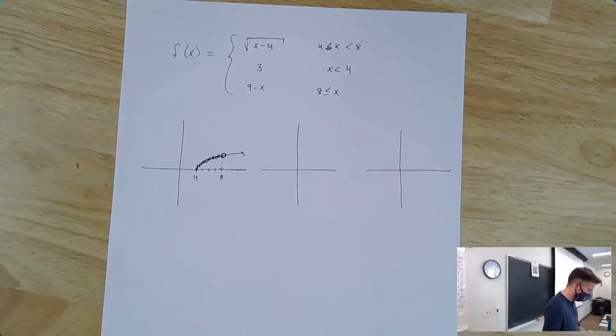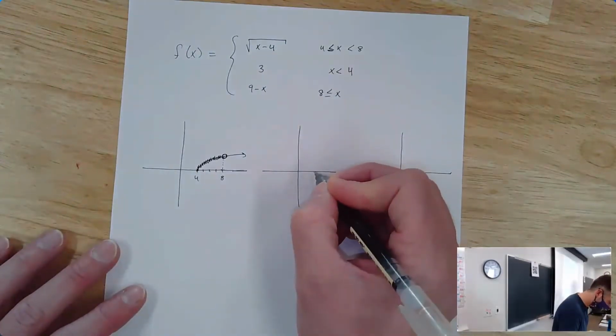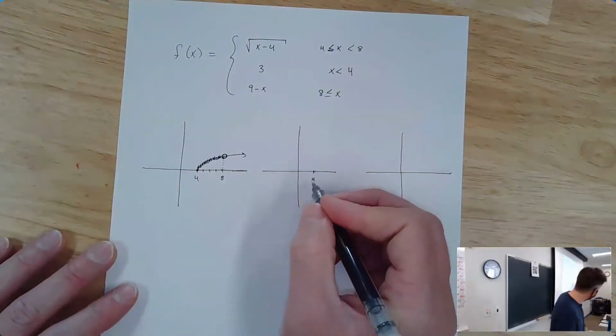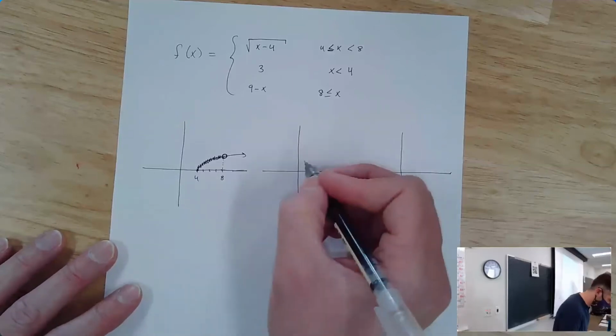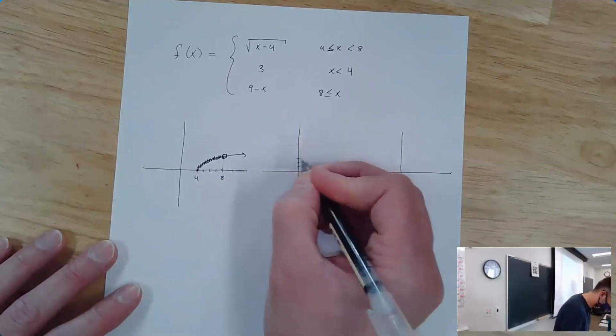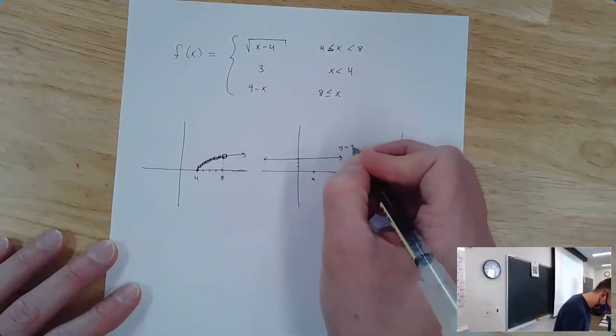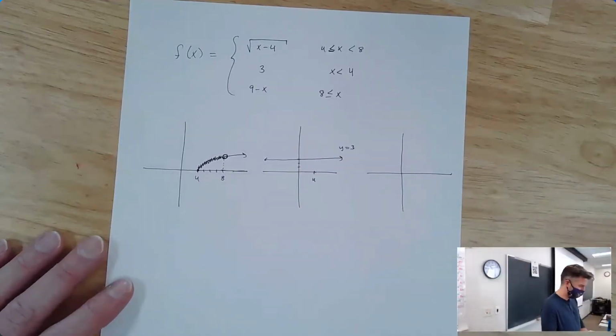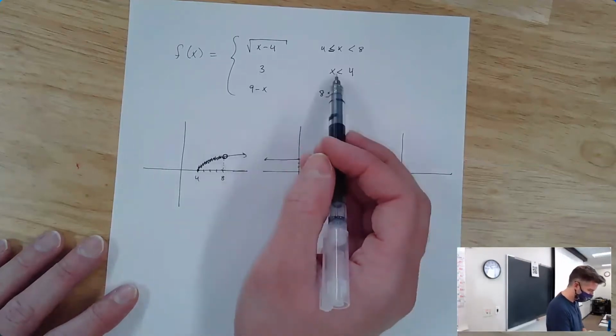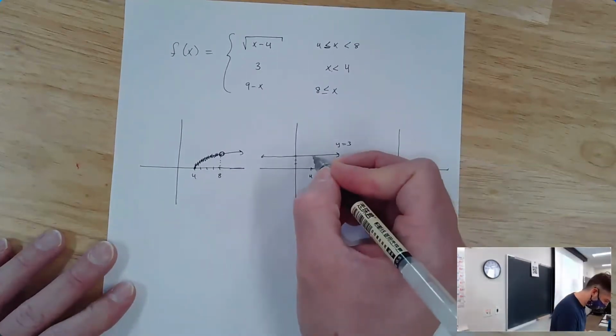Okay. And then when x is less than 4, I want the function to equal 3. Well, I should just graph all of 3. There's y equal to 3. Now I want everything where x is less than 4. So everything to the left of 4.